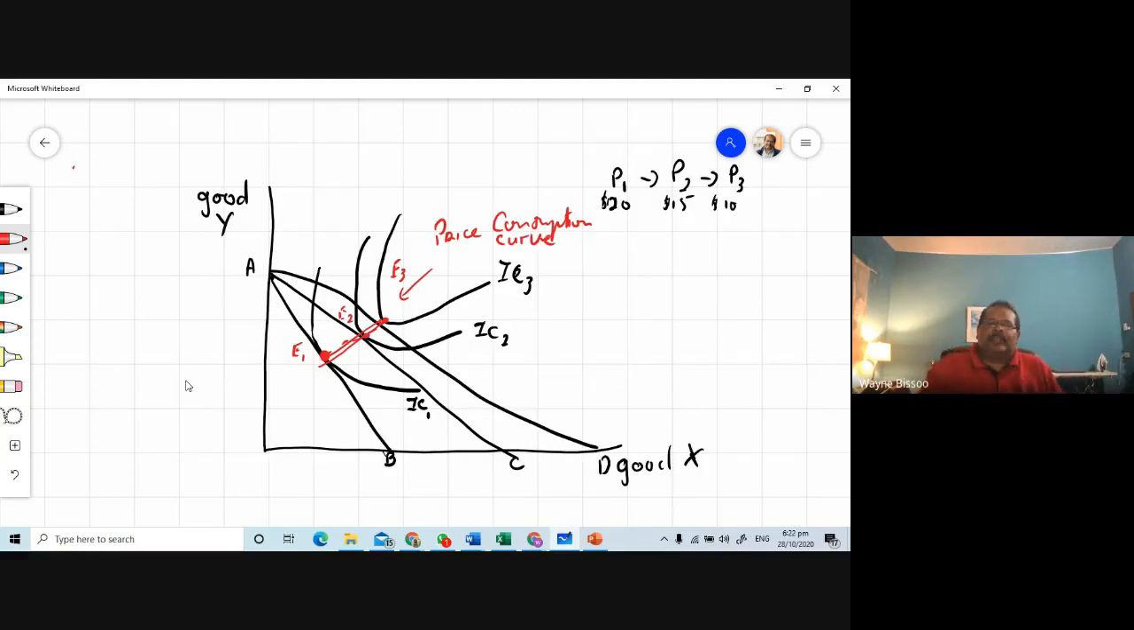And that shows the relationship between changes in price and the changes in quantity of X demanded, correct? So that means we are moving, therefore, from this position here of X1 to this position here of X2, and then to this position here of X3, okay?